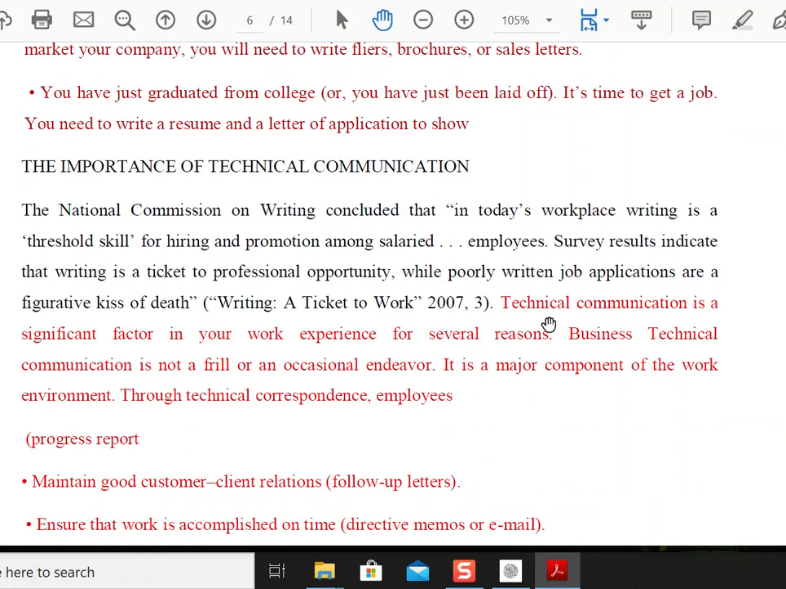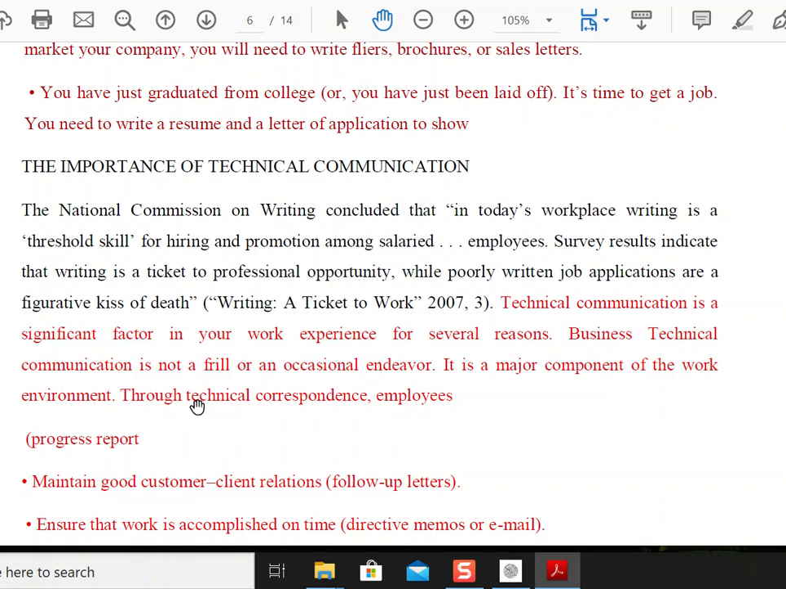Well, read this: technical communication is a significant factor in your work experience for several reasons. Technical communication is always important for your work experience. The people who are not able to communicate technically are not well versed or conversant with the latest technology. They are not welcomed or paid well. Thereby, this lack should be removed.